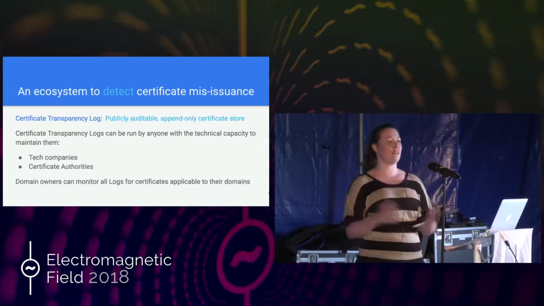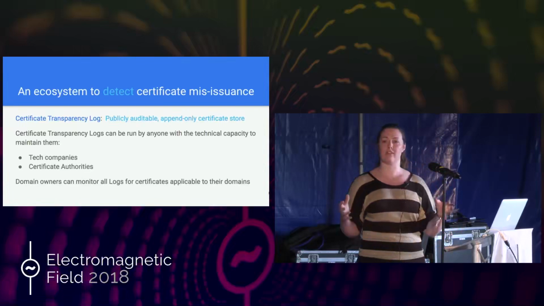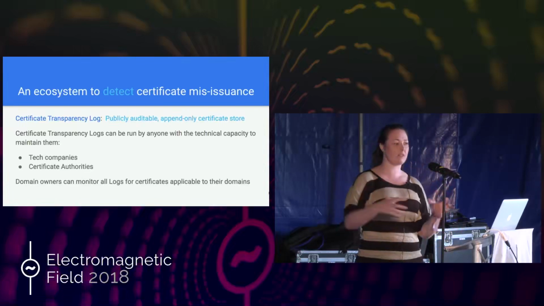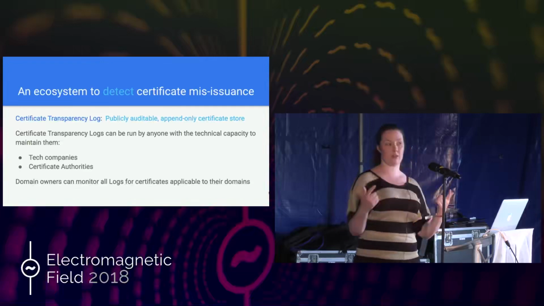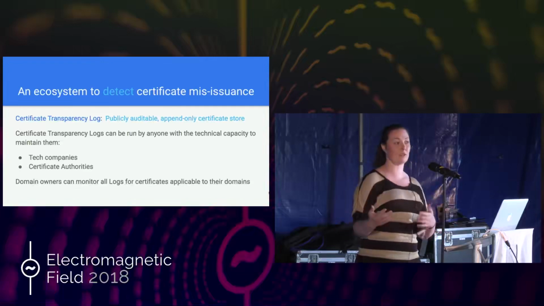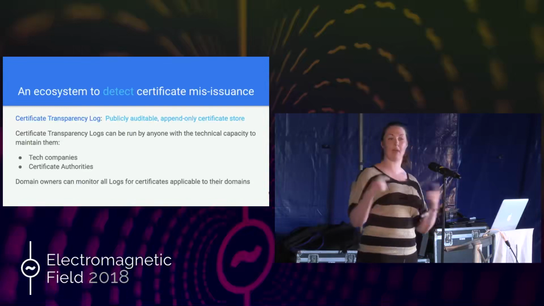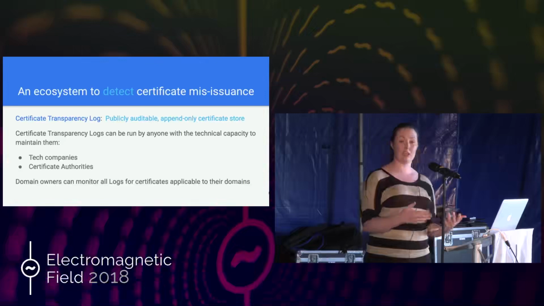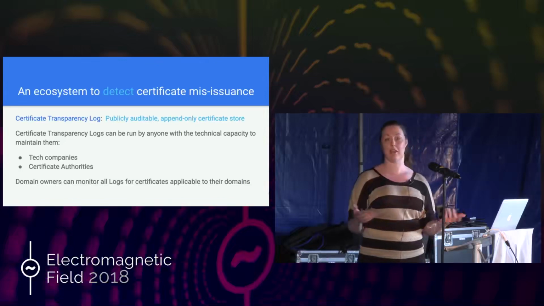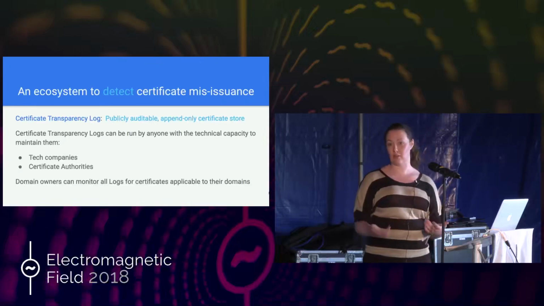So the goal with these logs is to get all of the certificates that are used on the web into certificate transparency logs, so that if you're a domain owner, you can monitor these logs. I mentioned they're publicly auditable, so you can keep an eye out for certificates for your domain. And if you see a certificate for your domain that either you didn't ask for or that doesn't contain your public key, you can then take the necessary steps to get it revoked.